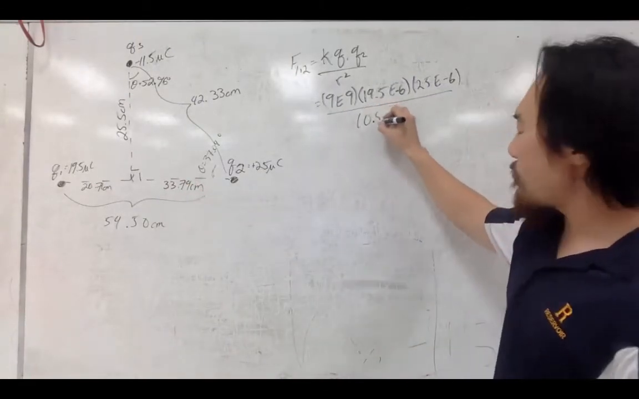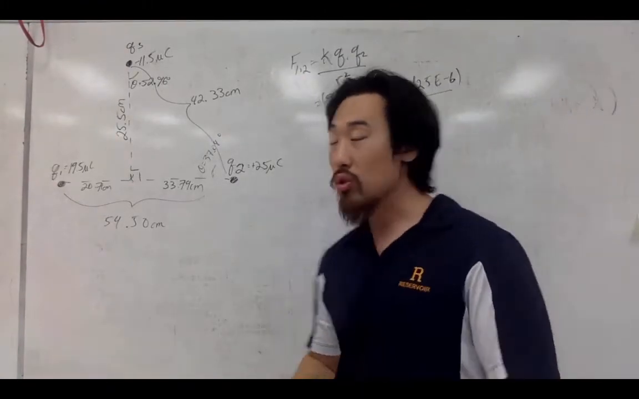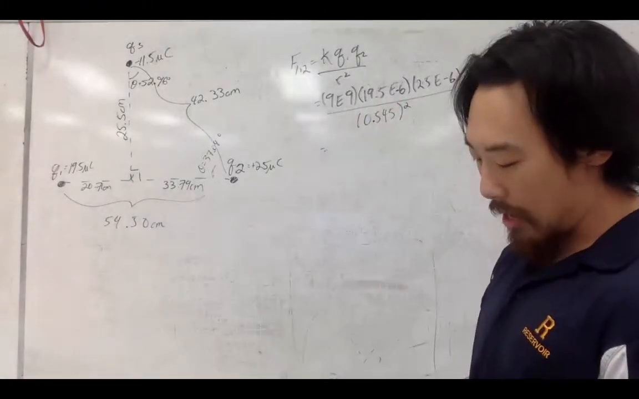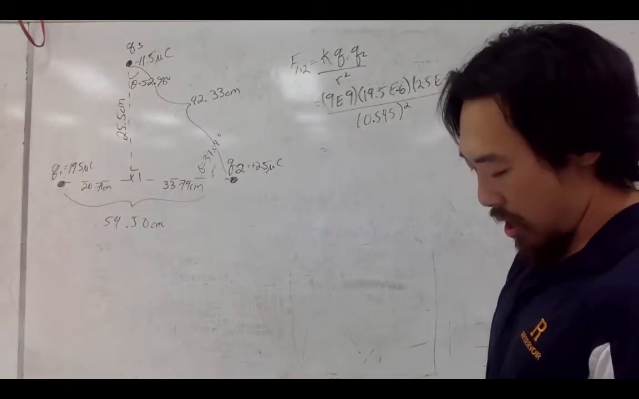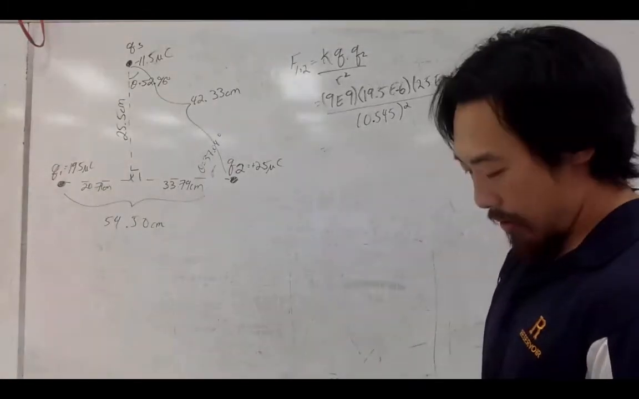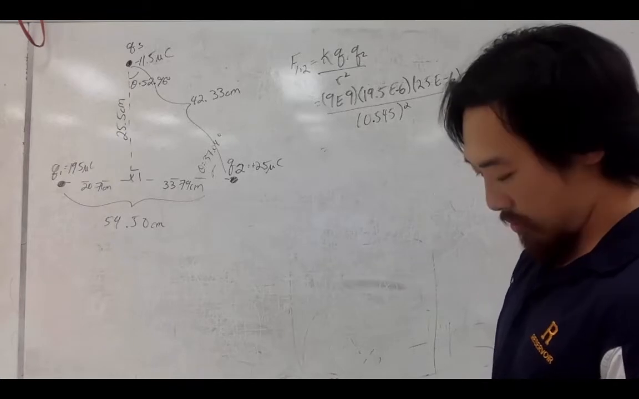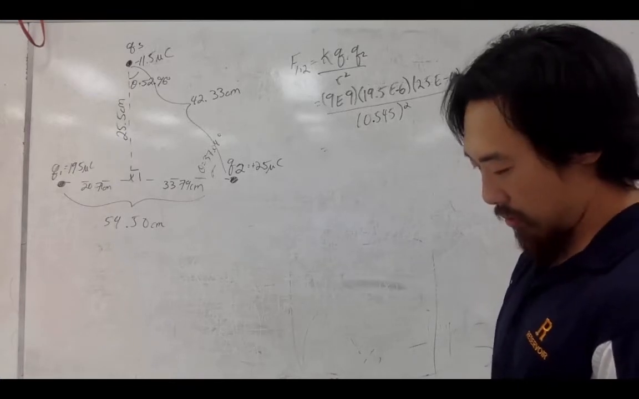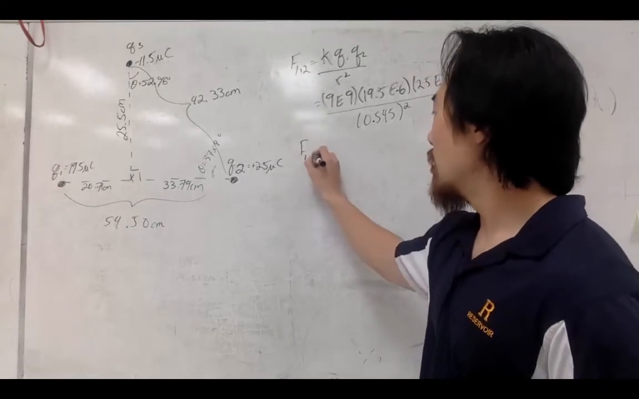So write that as 0.545 meters squared. We always want to be in meters. All right, and next we're going to plug that into our handy-dandy calculator. And math. Wow! I got an answer, and I hope you did as well.